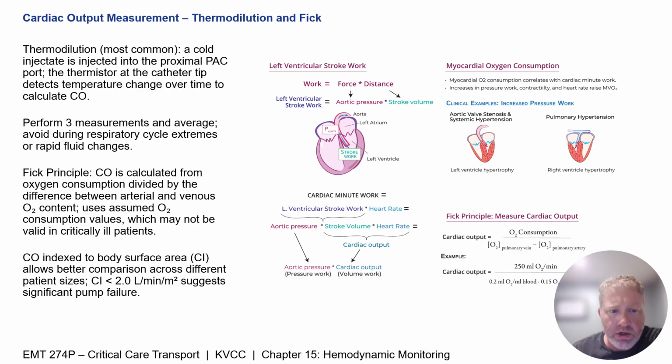So the Fick principle is where cardiac output is calculated from oxygen consumption divided by the difference between your arterial and venous O2 content. That uses assumed O2 consumption values, which may not be valid in critically ill patients, so it can be a little misleading. Cardiac output indexed to body surface area, or the cardiac index, allows for a better comparison across different patient sizes. A cardiac index of less than 2 usually suggests a significant pump failure.